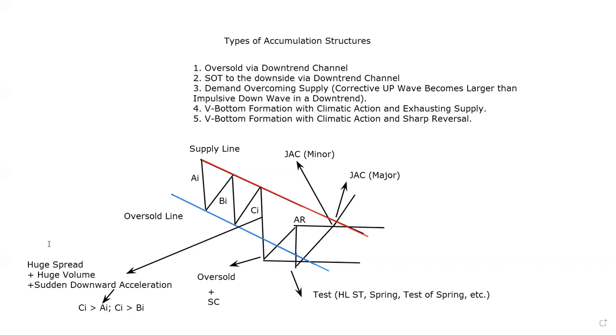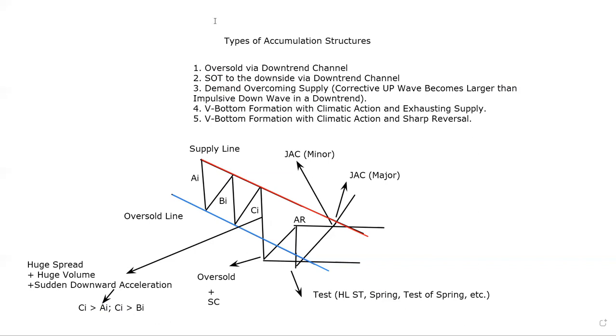First of all, what you need to check is that the price breaches this oversold line and returns back to the channel. This is the first thing you need to check. Then the second thing you need to check is a huge spread. If there is, it qualifies as a selling climax and oversold. Then you need to check if there is huge volume.